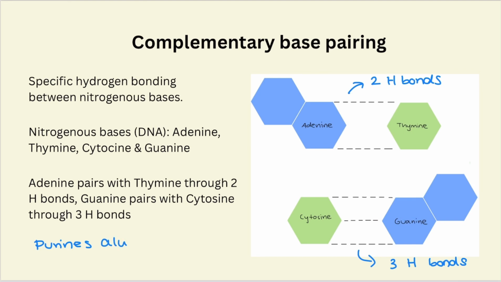You might be wondering about the difference between purines and pyrimidines. Well, as you can see on the diagram, purines have 2 rings, whereas pyrimidines only have 1.